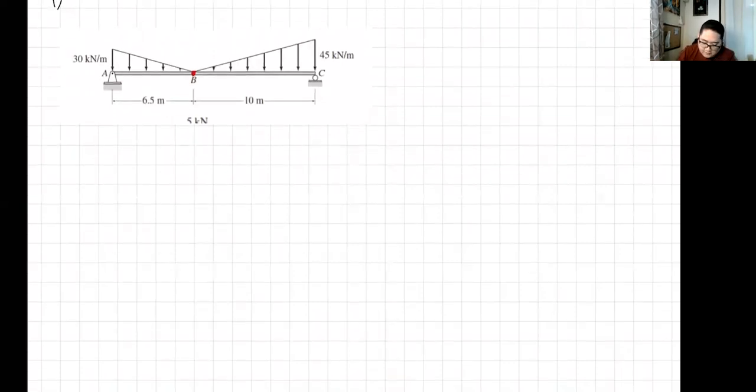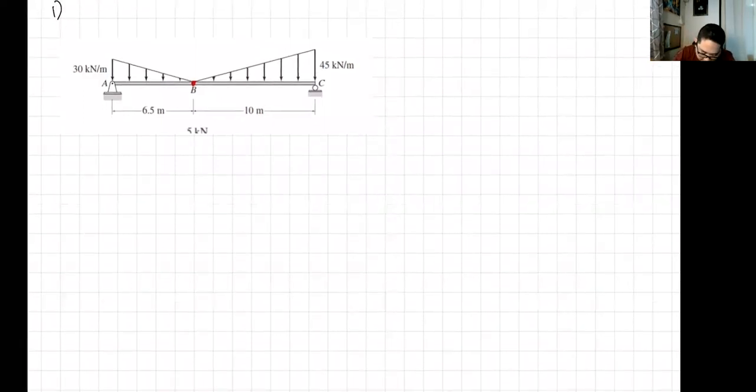Okay, so number 1 is to find the support reaction and then the internal reaction. So of course, we start with our force body diagram, our free body diagram.